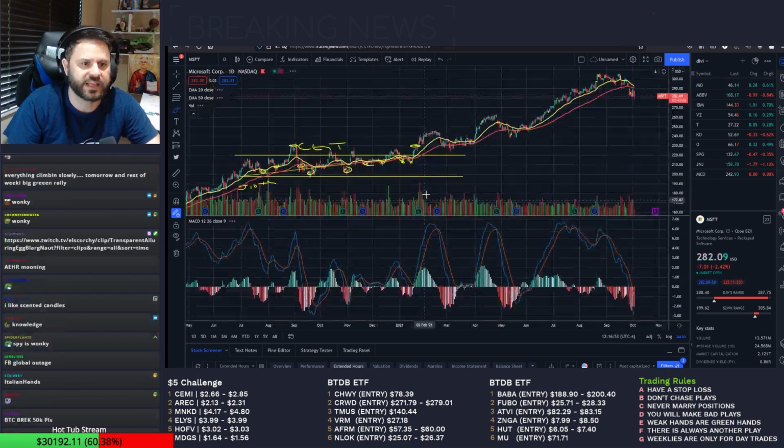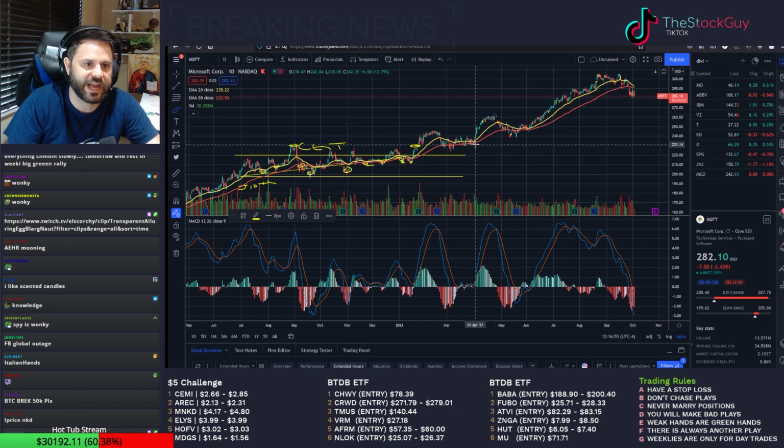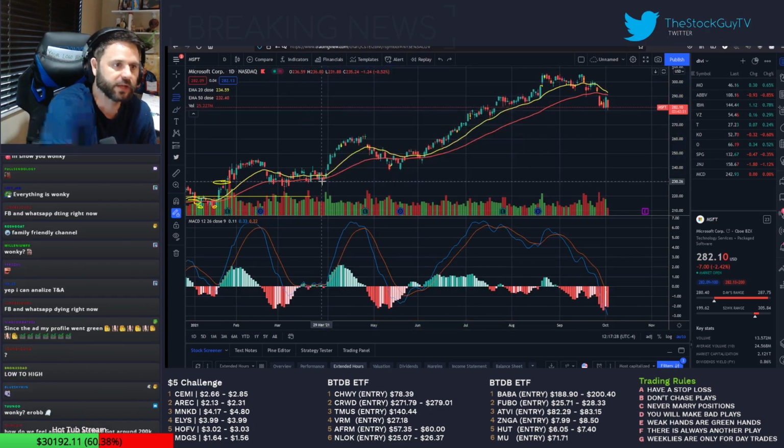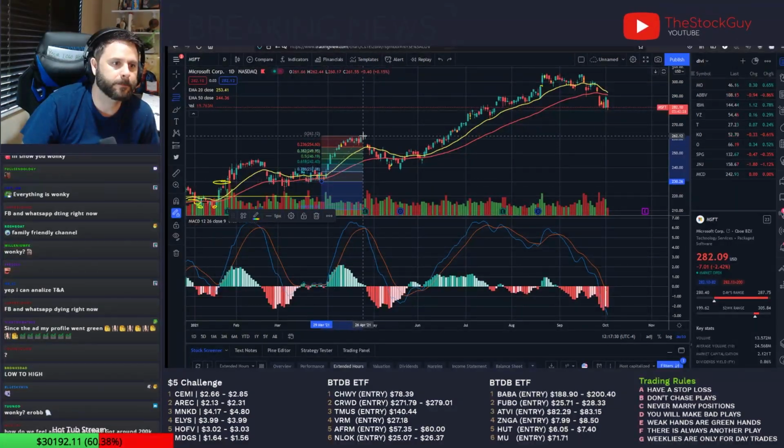So if we go on the daily here, I can take a high and a low on the Fibonacci retracement. I'm going high to low. I'm supposed to go low to high. Sorry. There we go. There it is right there.